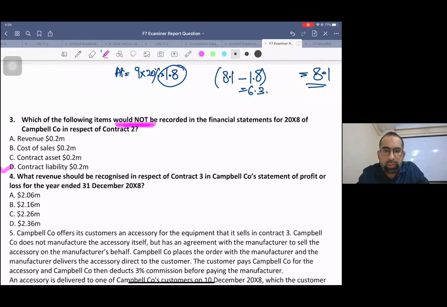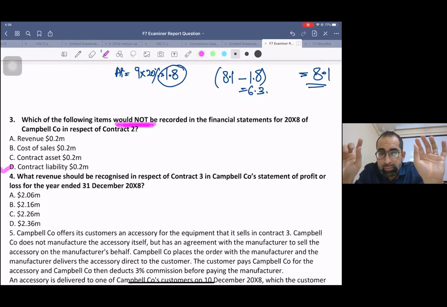Now, question number 4. If the amount is not recoverable, then you can't book the revenue. It's not allowed. Only cost. And then you will be in loss.